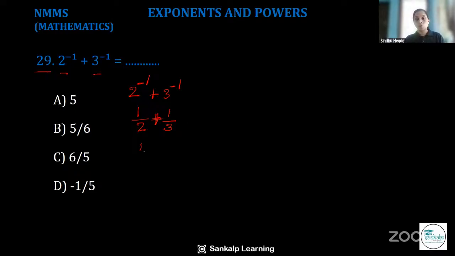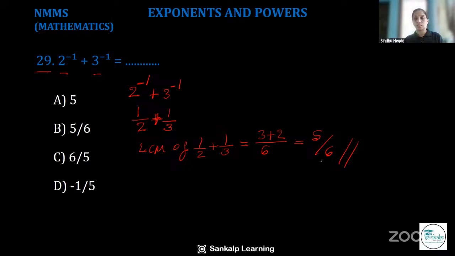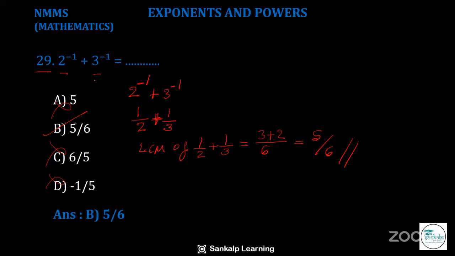Here the LCM of 1 by 2 plus 1 by 3 is 6. 3 2s are 6, and 2 3s are 6, so 3 plus 2 is 5. What we get? We get 5 by 6. So 2 raised to minus 1 plus 3 raised to minus 1 is 5 by 6. Here the correct answer is option B, 5 by 6. Thank you.